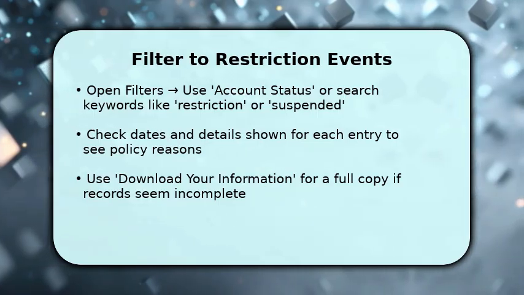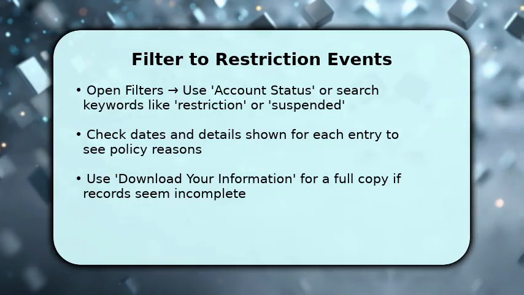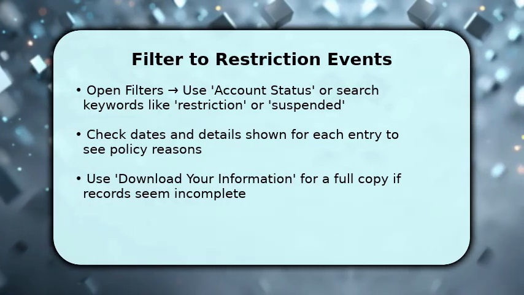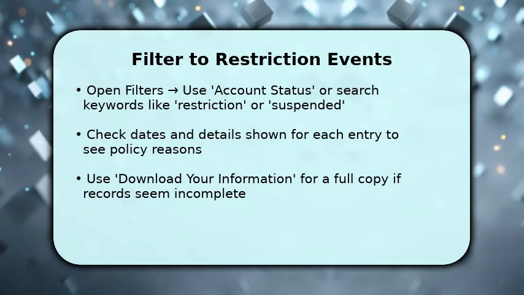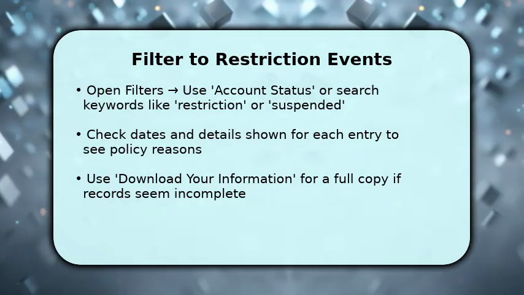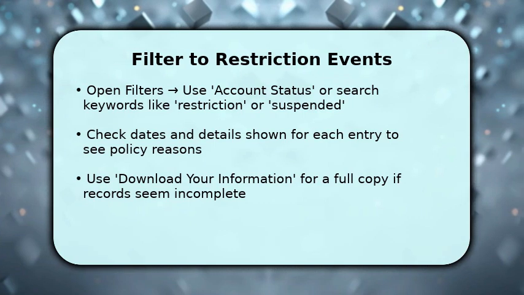If entries look truncated, go to Settings, tap Your Facebook Information, and use Download Your Information to request a comprehensive archive. That gives a fuller timeline. While waiting, note any repeated reasons or patterns to prepare an appeal if needed.